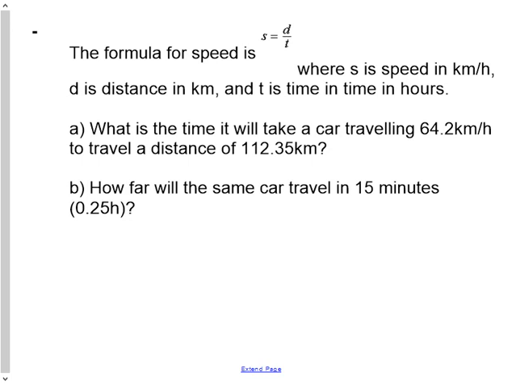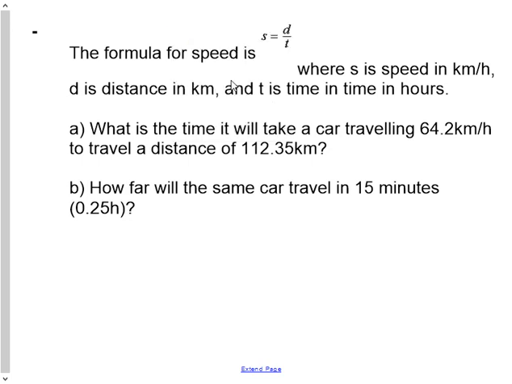Your first story problem says the formula for speed is speed equals distance over time, where S is speed in kilometers per hour and D is distance in kilometers and time is time in hours. That makes sense. What is the time it will take a car traveling 64.2 kilometers an hour to travel a distance of 112.35 kilometers?